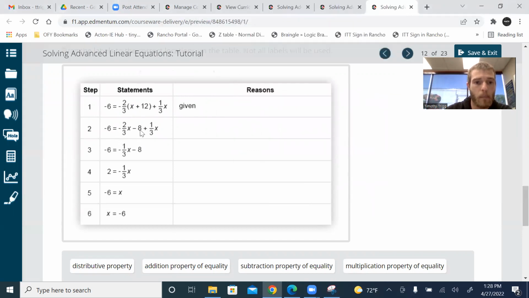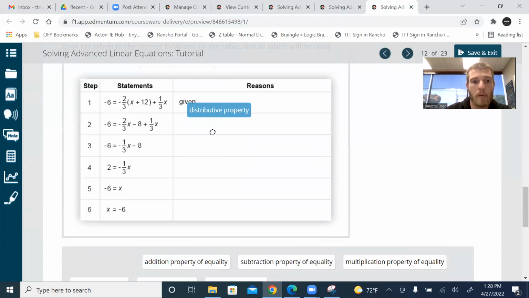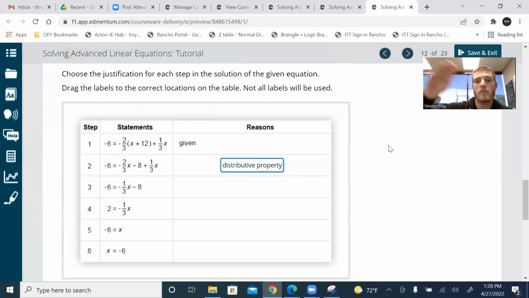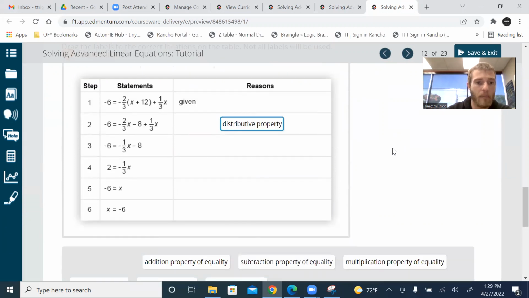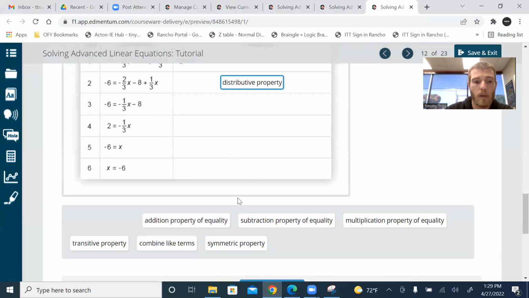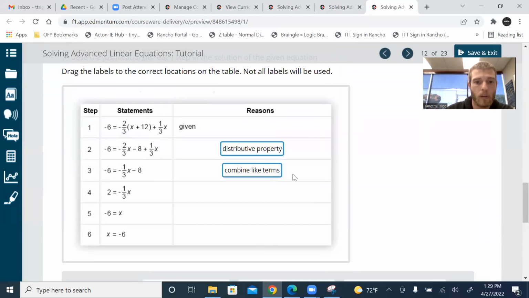Okay, so you see step 2. How did they go from step 1 to step 2? Well, they used the distributive property. Whenever you're multiplying something times the inside of the parentheses like that, that's called the distributive property. I mentioned that before. Now, what would be my next step? Looking at step 2, how did they go from step 2 to step 3? Well, you can see they combined this negative 2/3 x and this positive 1/3 x, giving you negative 1/3 x. So combining things together, what do we call that? Combine like terms.